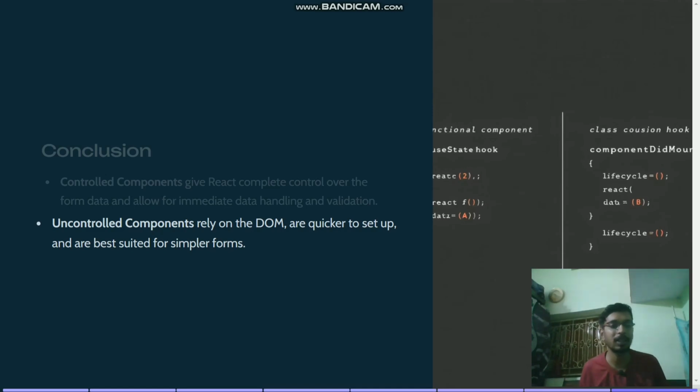And a controlled component is like when you go to a restaurant and someone comes and tells you that you have to do this thing, you have to do that thing, you have to do this much. This is the controlled component in layman's terms.